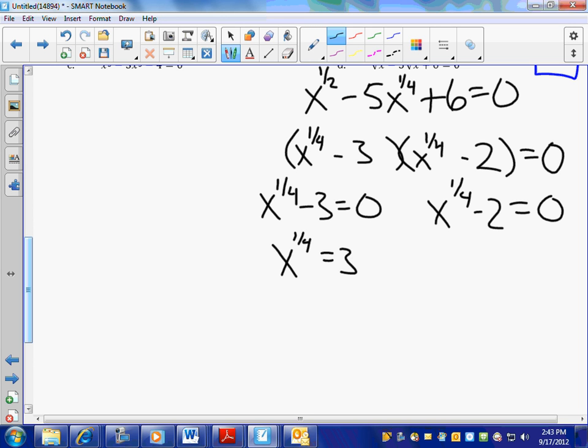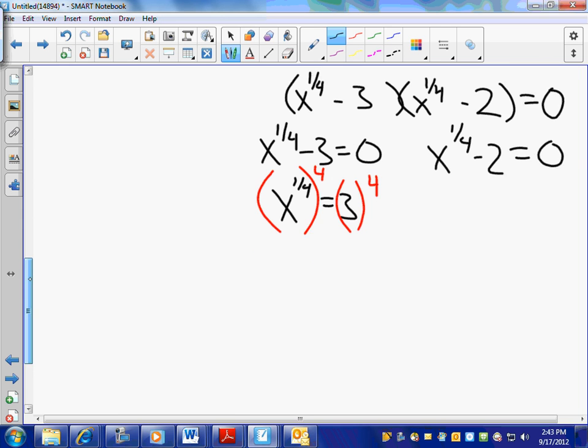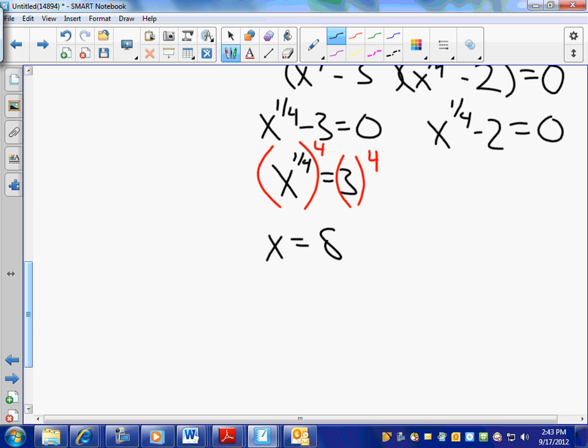What do I do to both sides? I've got to take it to a power. What power? 4th power. So if you have to take something to the second, we say you square it, right? You take something to the third, you cube it, right? So what would be 4th? A hypercube? Have you ever seen it? A 4th dimensional cube? Remind me, I'll show you guys. Okay, so x is equal to 81. I'm going to hypercube it.